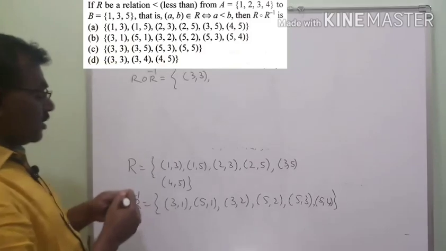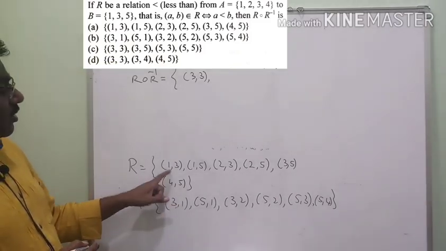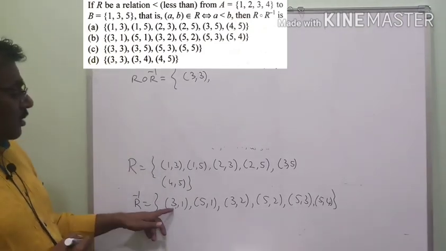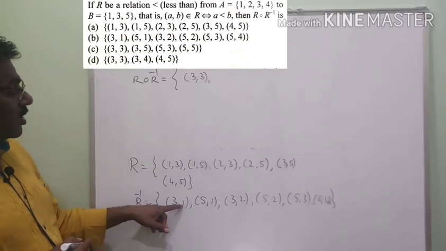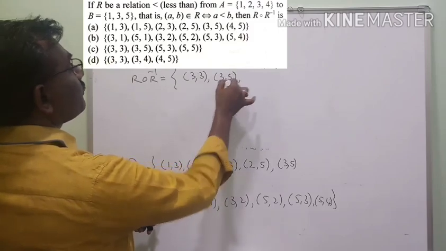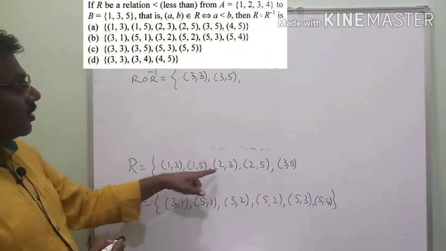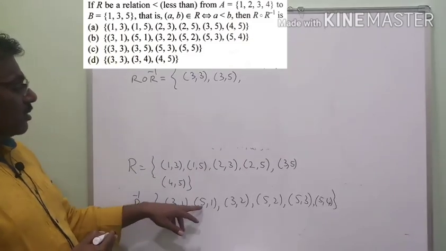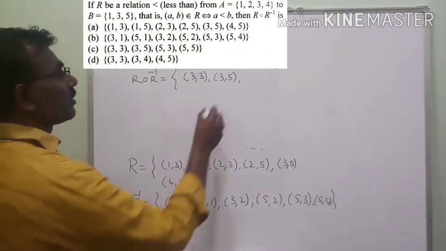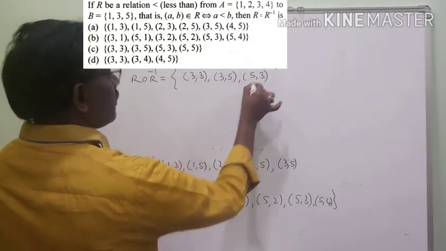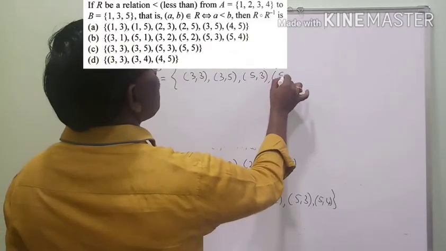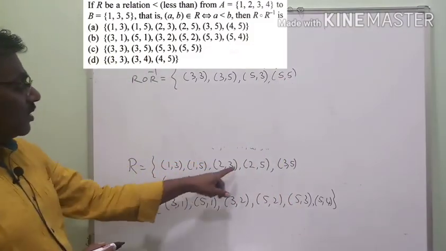Be careful. First R inverse, then R. 3 image 1, 1 image 3. 3 image 1, 1 image 5. What is 3 comma 5? 3 image 1, 1 is not there. Now start 5 image 1, 1 image 5. What is the answer? 5 comma 3. 5 image 1, 1 image 5, I think 5 comma 5. 5 image 1, there is no other.